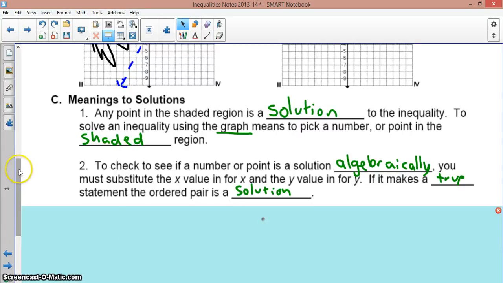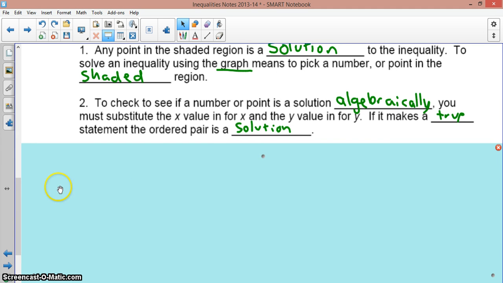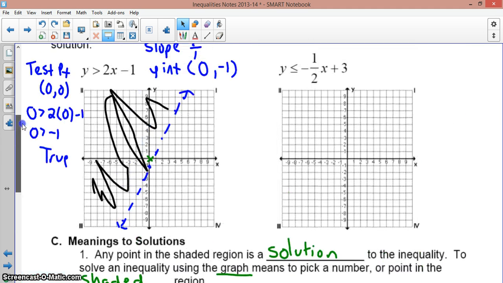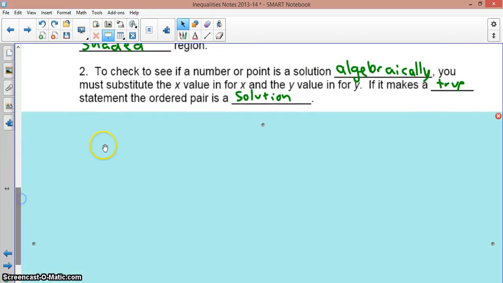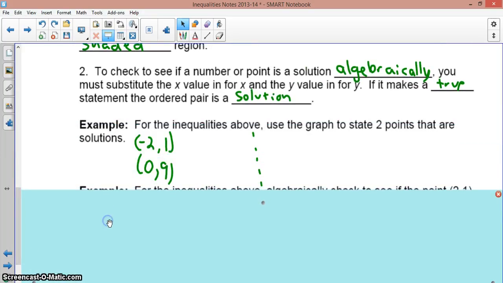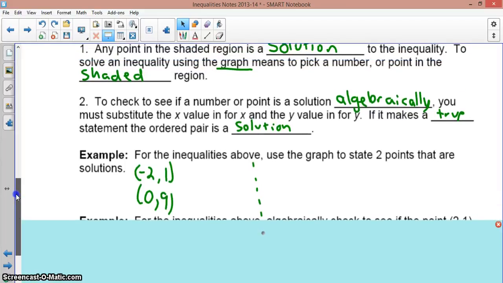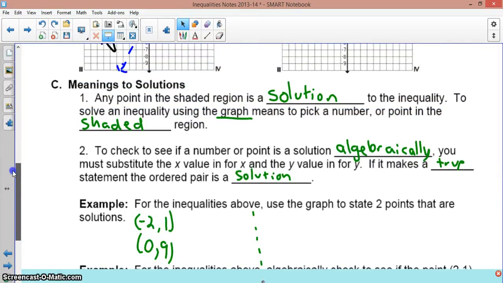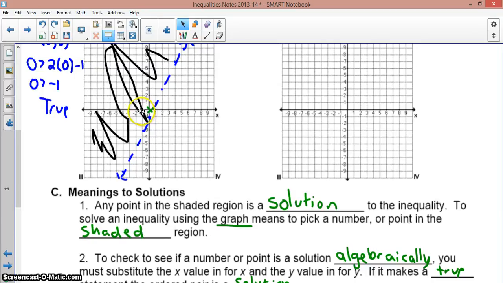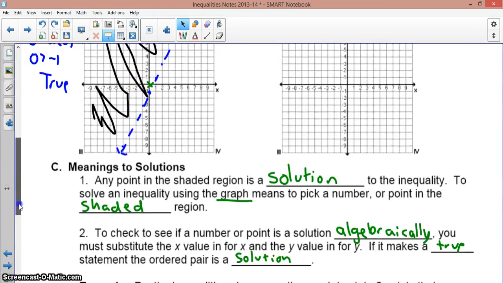Alright, so here's an example. This is the example for the left-hand side ones above. The y is greater than 2x minus 1. It says for the inequalities above, use the graph to state 2 points that are solutions. Remember, if I'm using the graph, I can just go up here, pick any 2 points in that shaded region. It cannot be on a dotted line. It could be on a solid line. Any 2 points in the shaded region will work. So I wrote down (-2, 1) and (0, 9). (-2, 1), clearly in the shaded region. (0, 9), clearly in that shaded region. Solutions using the graph.